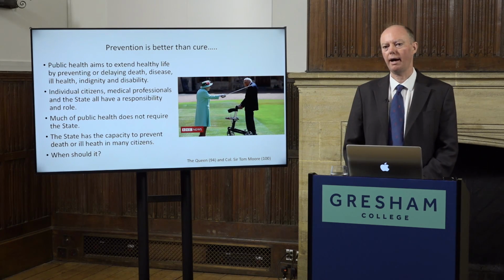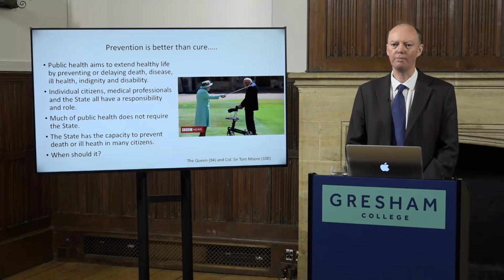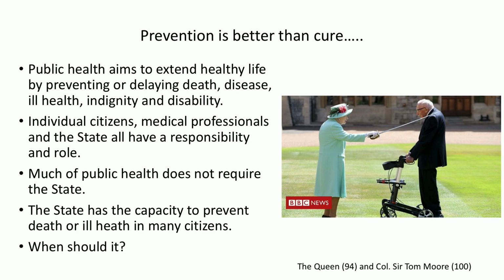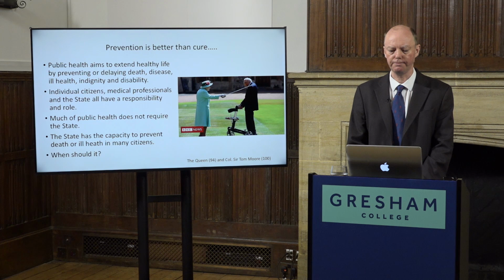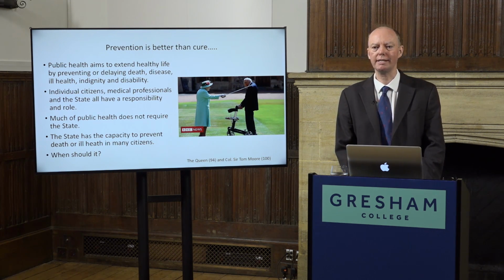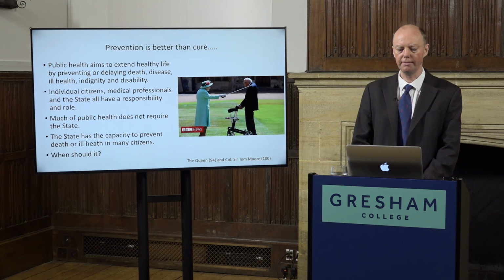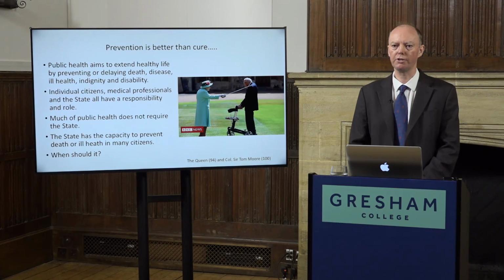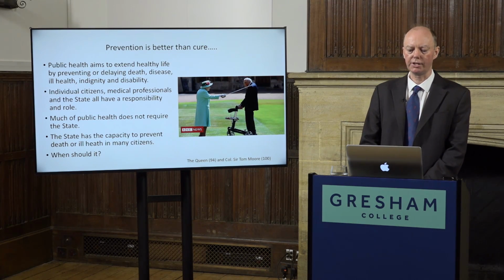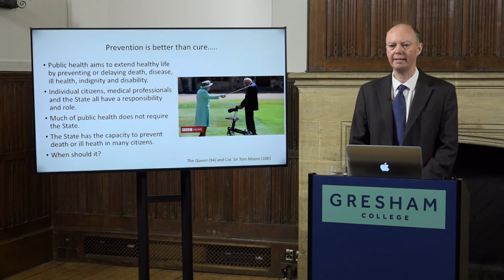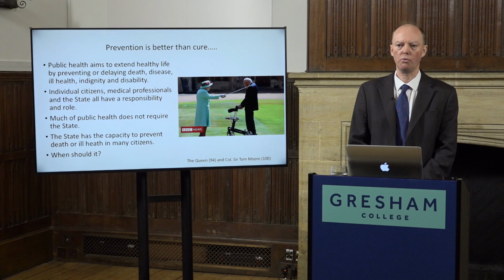Now, within that, I think everyone listening to this would accept that individuals have the principal responsibility and role in helping to protect their own health. Medical professionals, like myself, also have a significant role in helping to do this through prevention and, very importantly, through treatment. But the state also has a responsibility and a role which is defined by what citizens want it to do. Now, much of public health, much of prevention does not actually need the state, and that may vary by nation, but some of it definitely does, and that will be the majority of what I talk about today. The state has the capacity to prevent ill health and deaths in many citizens. The real question is, when should it?